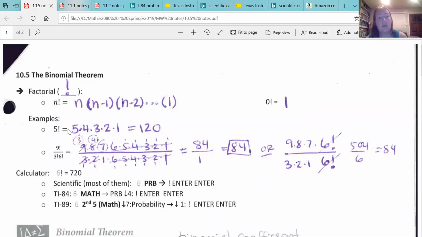10.5 is on the binomial theorem. We are going to also talk about some of the components that are involved with the binomial theorem.